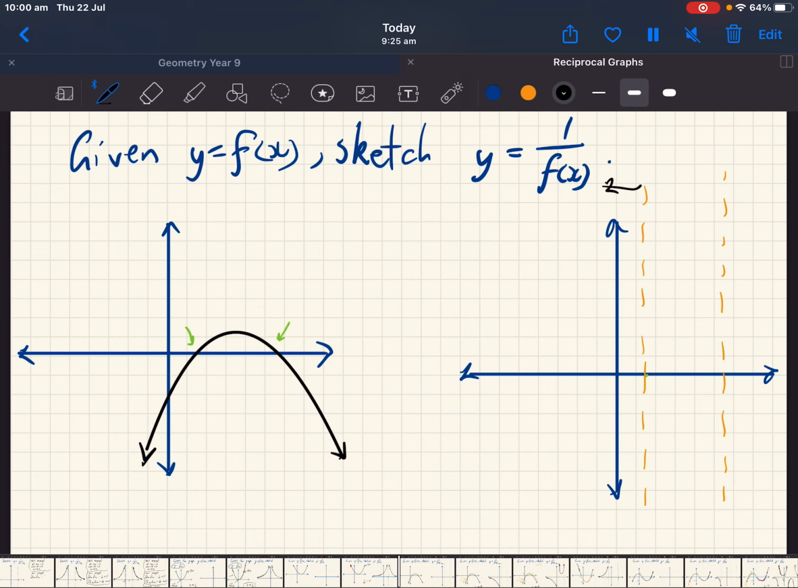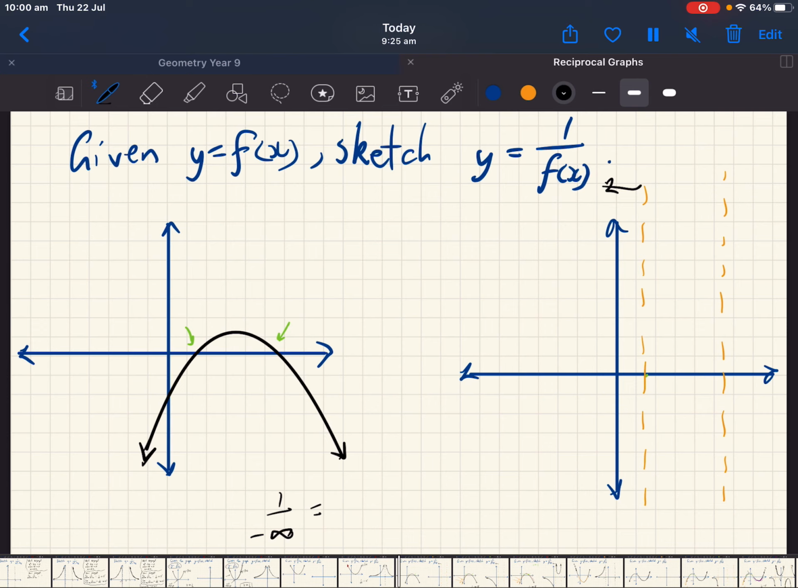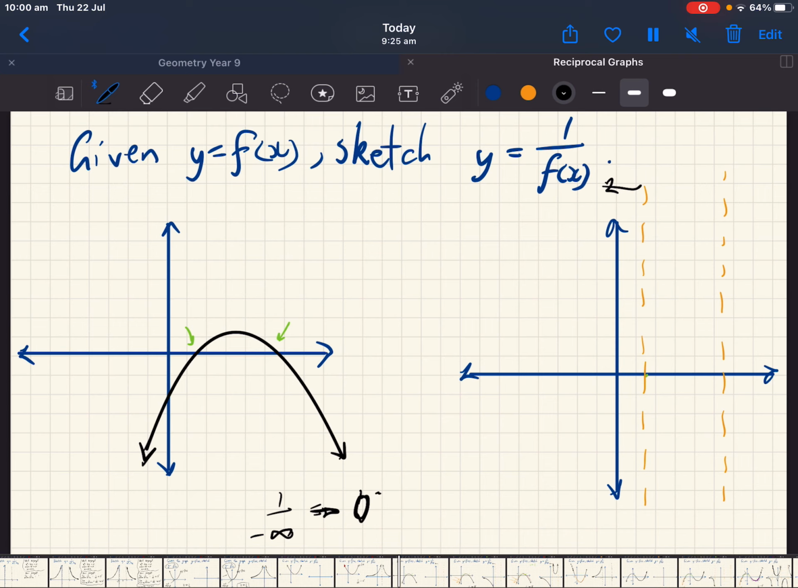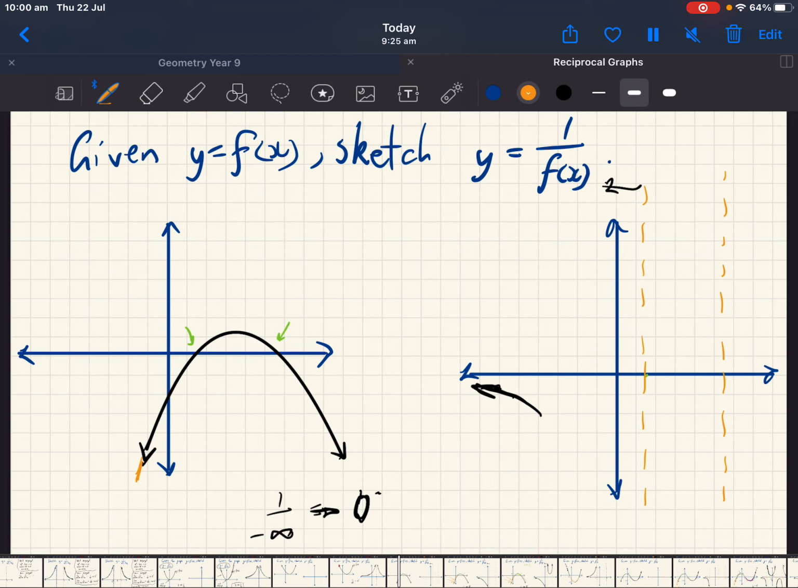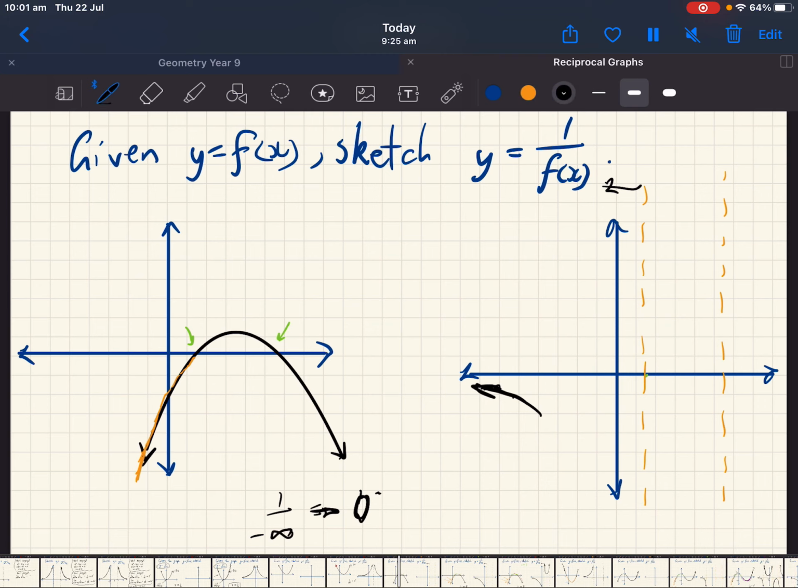Okay, so for this one, when sketching these, you get your vertical asymptotes in. If I look at the left-hand side first, which I actually did, you can see the graph is going down to negative infinity, which means the reciprocal is going to be approaching 0 from the negative end. 1 over negative infinity is approaching 0, but from the negative end. And if you combine that with your vertical asymptote, you can guess pretty accurately what this is going to look like.